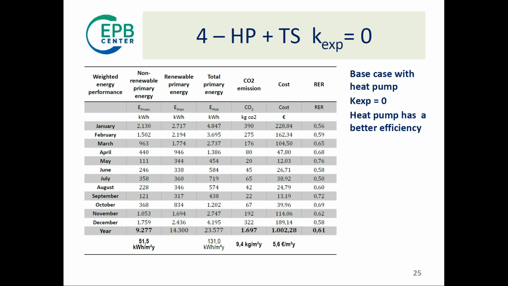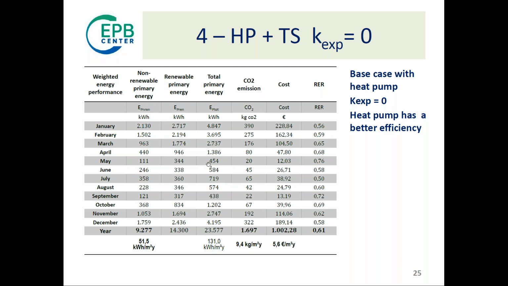This is again the same base case, but this time there's no photovoltaic. I just added a heat pump. And in this case, what we see is that again, the energy performance is nearly cut by half, from 98 to 51. And this is just because of the higher efficiency of the heat pump compared to the boiler, even taking into account the non-renewable primary energy conversion factors. So all the indicators show this, and probably the cost does not follow the same pattern, because of course it depends on the price of your electricity.